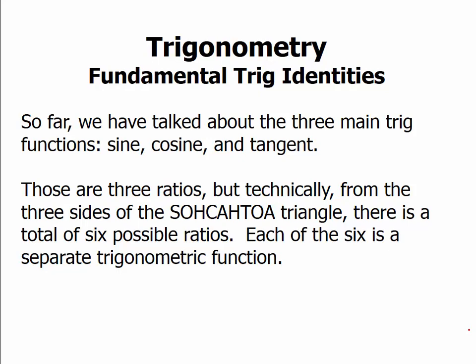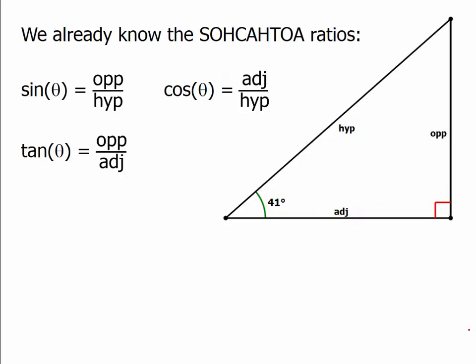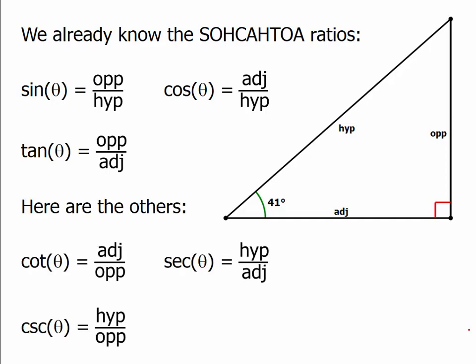So let's take a look at the SOHCAHTOA triangle. There's our familiar SOHCAHTOA triangle. Happens to have an angle of 41 degrees. There's an opposite, adjacent, hypotenuse side. And so certainly 3 of the ratios we can create are the familiar SOHCAHTOA ratios. But there are 3 more ratios we can create. And here they are. Cotangent is adjacent over opposite, secant is hypotenuse over adjacent, and cosecant is hypotenuse over opposite. And those are the 6 ratios altogether.